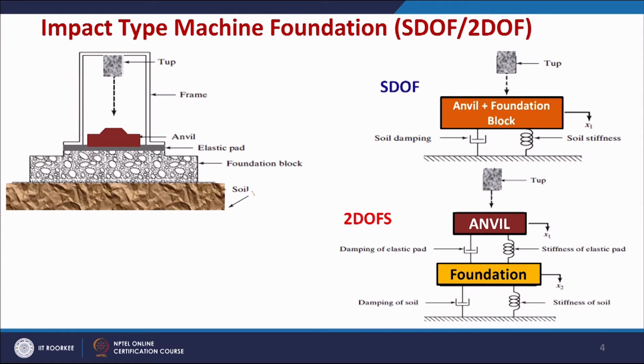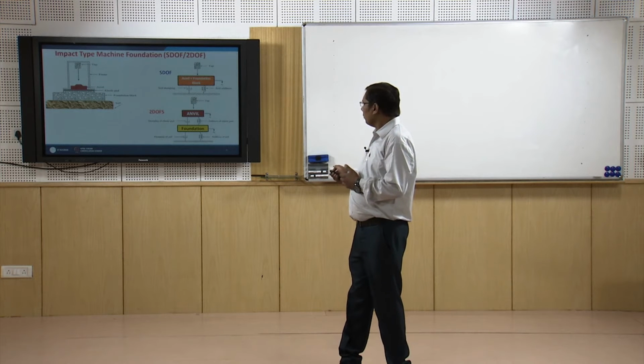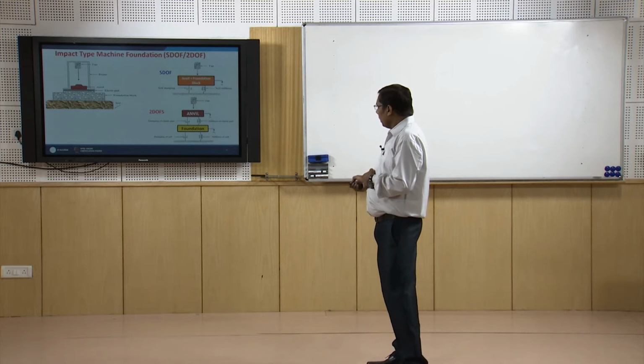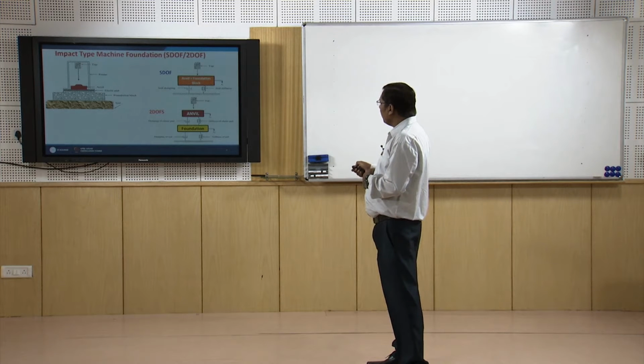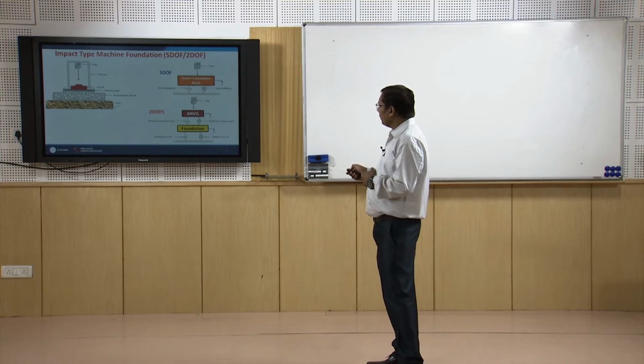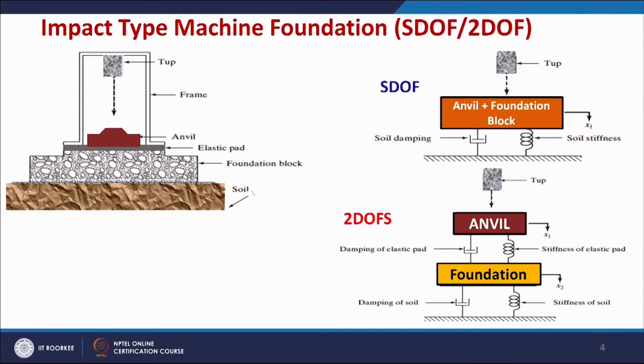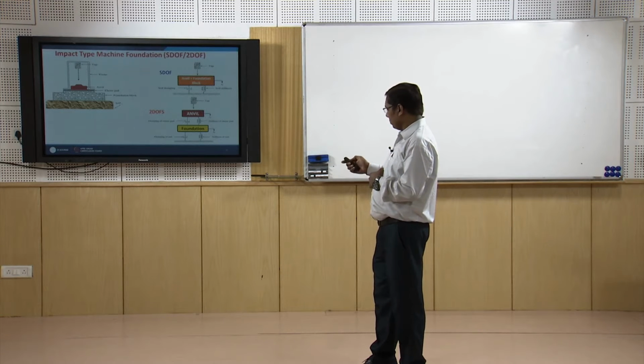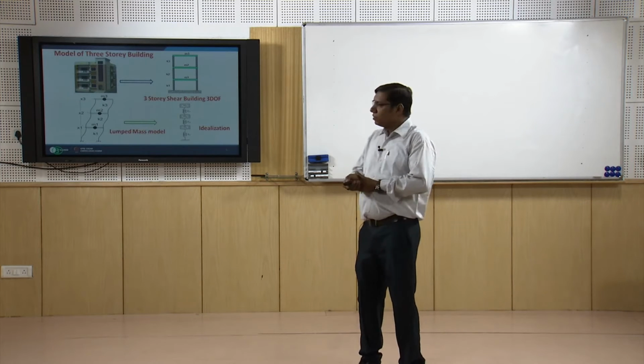So we have modeled a system as a two degree of freedom system. From the previous model we can't tell very accurately what will be the response of the anvil and the foundation block. We can't differentiate their responses, but here we can differentiate. We can have a response of the anvil and a different response of the foundation, as it can be in practical situations. Now we have another model.